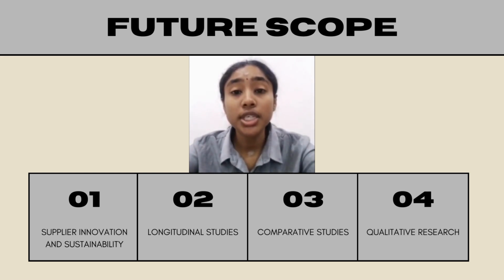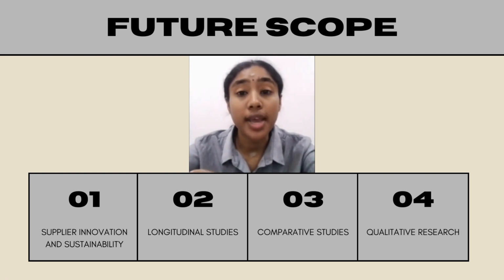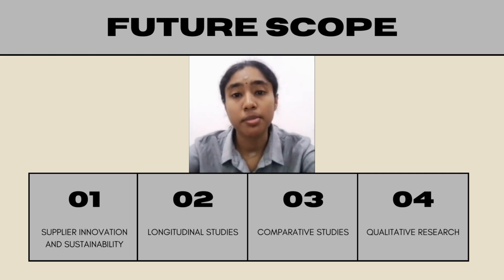Besides that, a longitudinal study can also be one of the elements for future research directions. This study provides a snapshot of the relationship between the variables at a specific point in time. Future research could employ a longitudinal design to examine the changes in the variables. Next, comparative studies in future research can also help to identify differences in supply management practices.